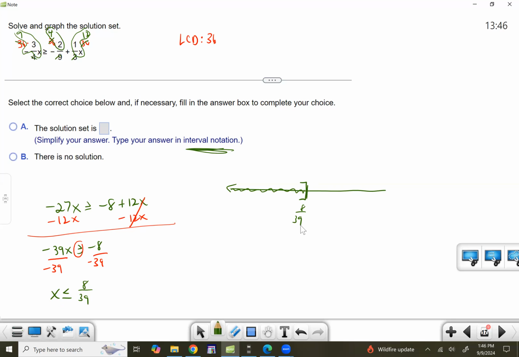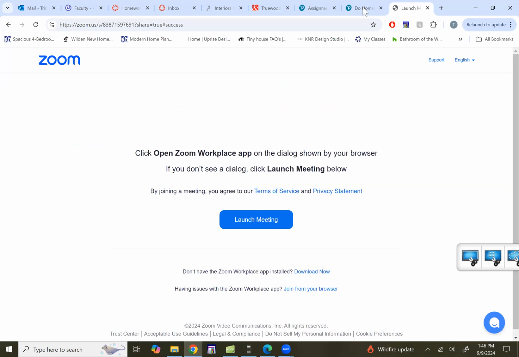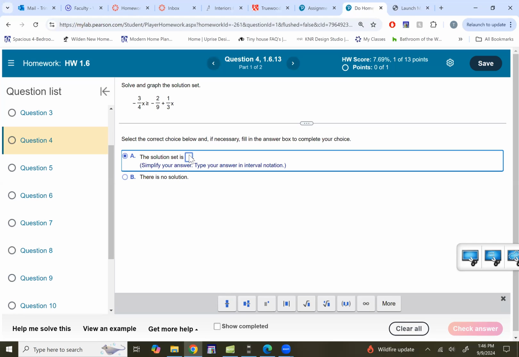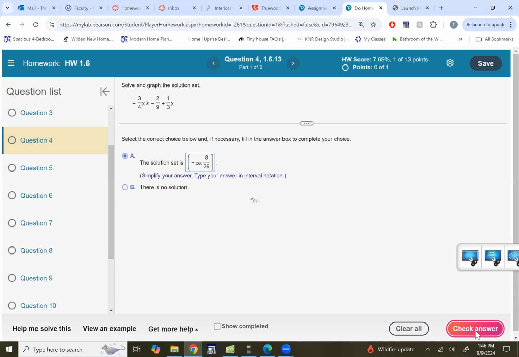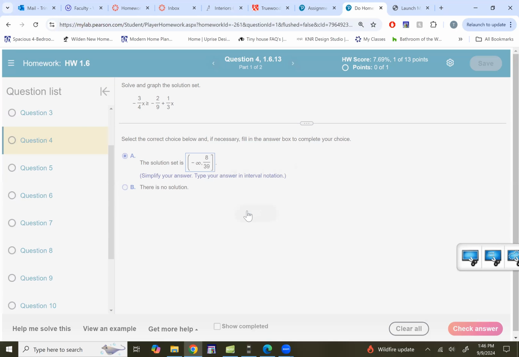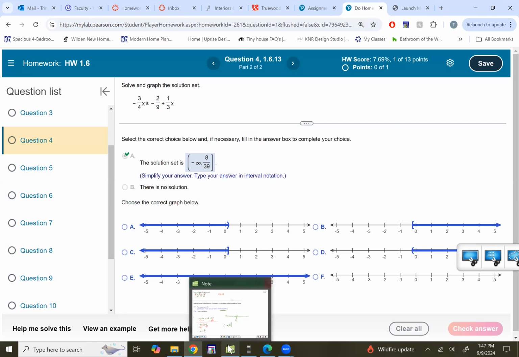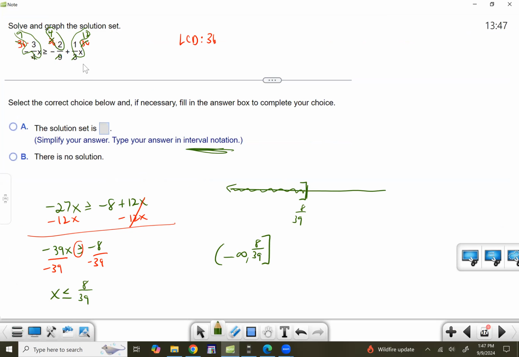So if we were to describe that, that would be from negative infinity all the way up until 8/39. Of course, the square bracket on the 8/39, and infinity always gets a parenthesis. So let's go put this in. And there we go. All right, so getting it started was really the tough part, this multiplying by the LCD.